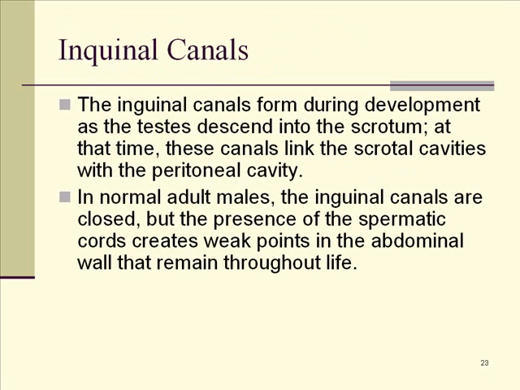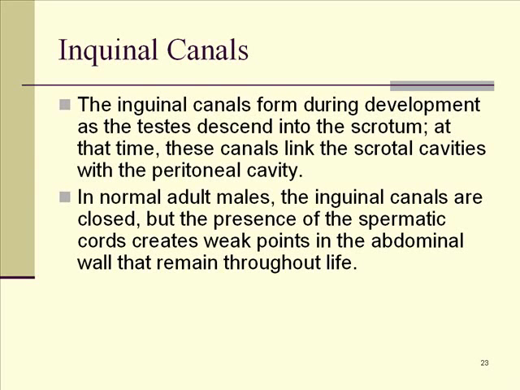In normal adult males, the inguinal canals are closed by the presence of the spermatic cord, and then the fascia will seal around that spermatic cord and seal the opening. However, it is still a path of least resistance. The other path of least resistance that we see in the abdominal cavity is the umbilicus, because remember, that's a connection between the baby and the mom, and it too seals off during development.